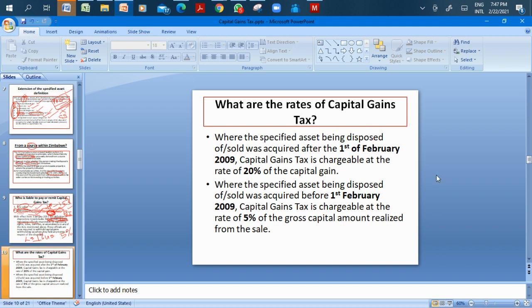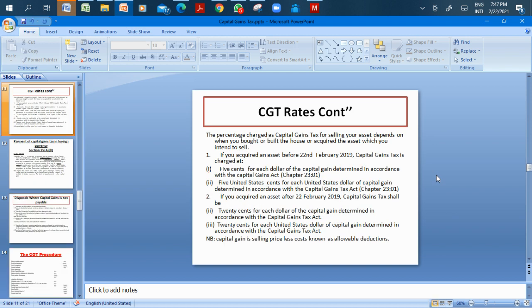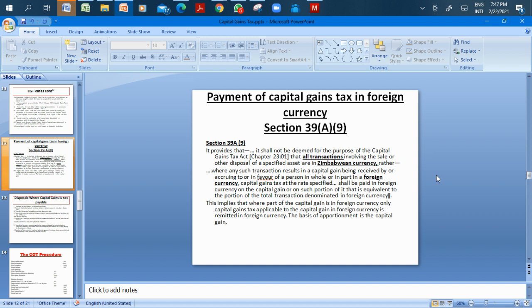So that's it for the rest of CGT. I think these slides are explaining the same.